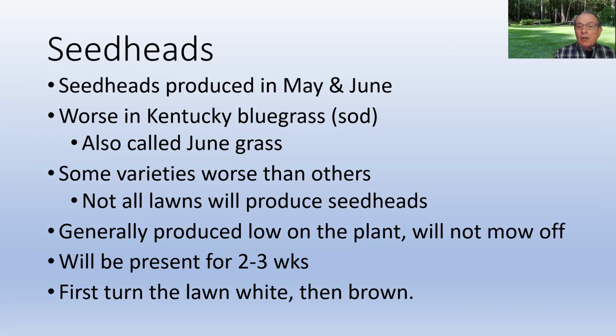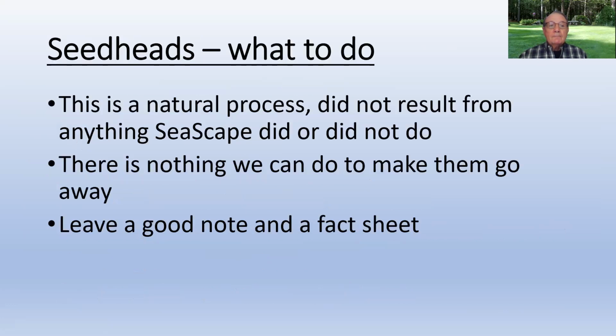Seed heads are generally low on the grass plant, okay? And in general, they will not be mown off. In some cases they will be, but oftentimes the seed heads are produced below the mowing height. Seed heads will generally be present for 2 to 3 weeks. First, the lawn is going to turn white, or you'll have white patches in the lawn. And then slowly the seed heads will turn brown and they'll begin to fall off. It's a temporary problem, and it will go away.